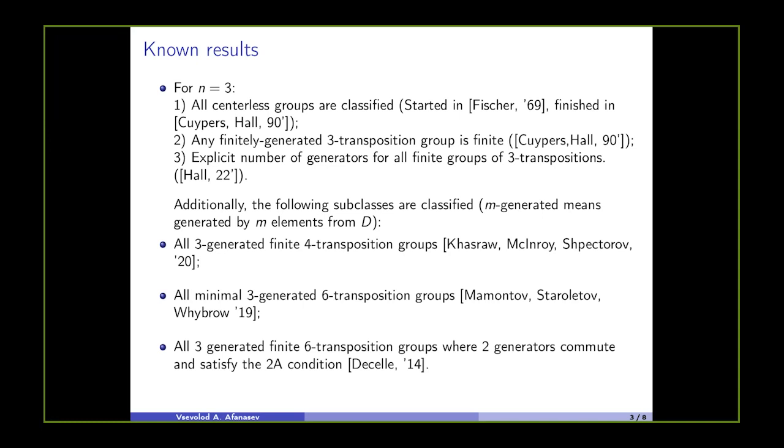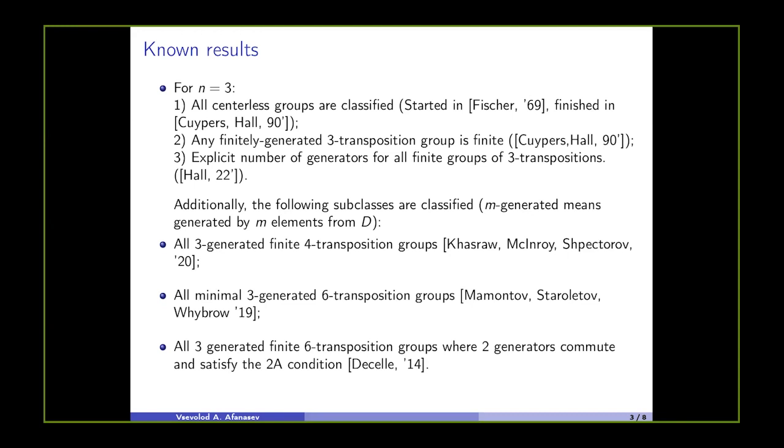Namely, he was using the so-called commuting graph, which I'm just throwing out there because it's not really important to the topic of the talk, but it is somewhat in the spirit of this workshop. Perhaps, maybe not. So as I was saying, Fischer used the commuting graph, where the vertices correspond to the elements of the set D, and they are connected by an edge if and only if these elements of D commute, which is equivalent to their product having order 2. And this classification was finished by Gorges and Hall in 1990. Additionally, they showed that any finitely generated 3-transposition group is finite.